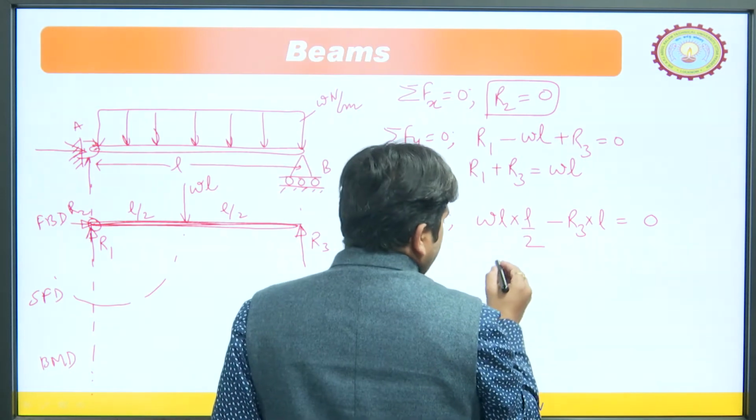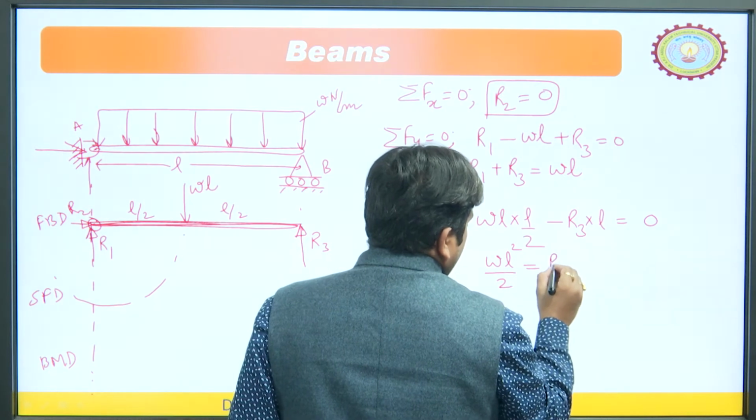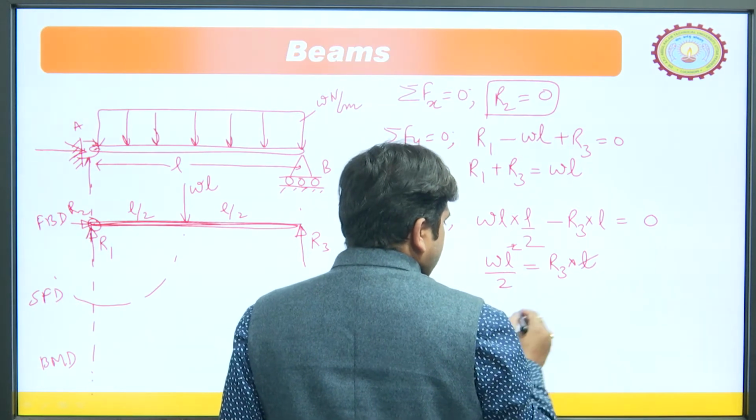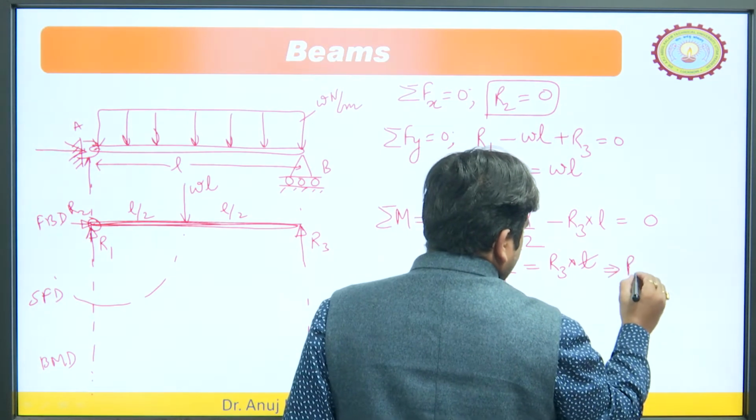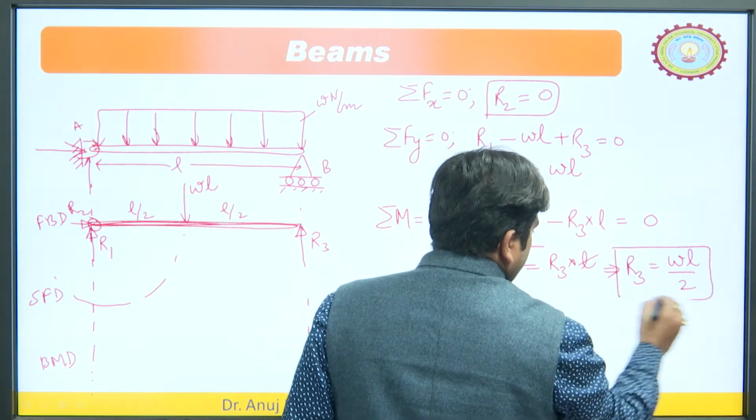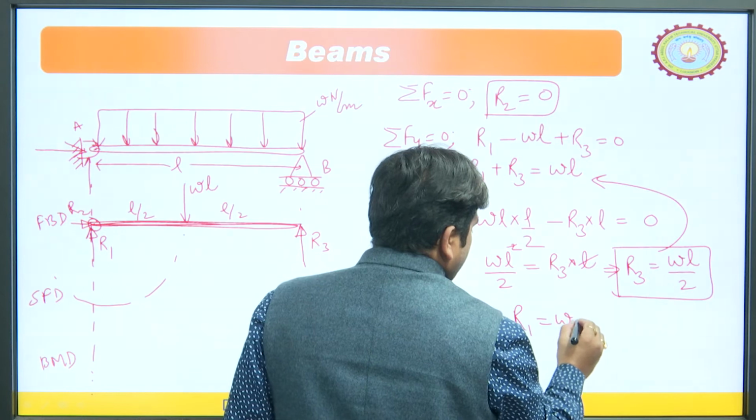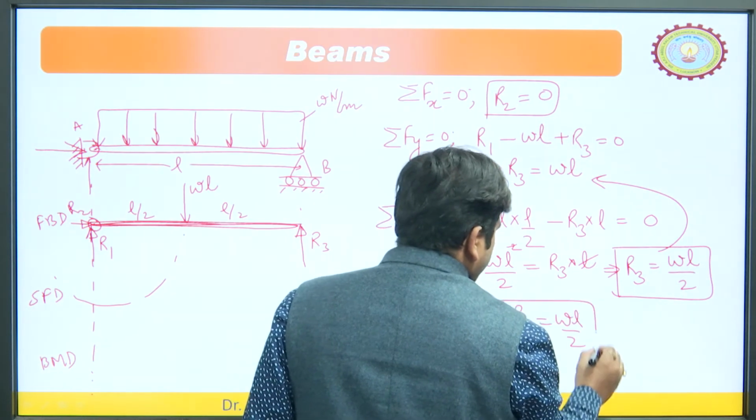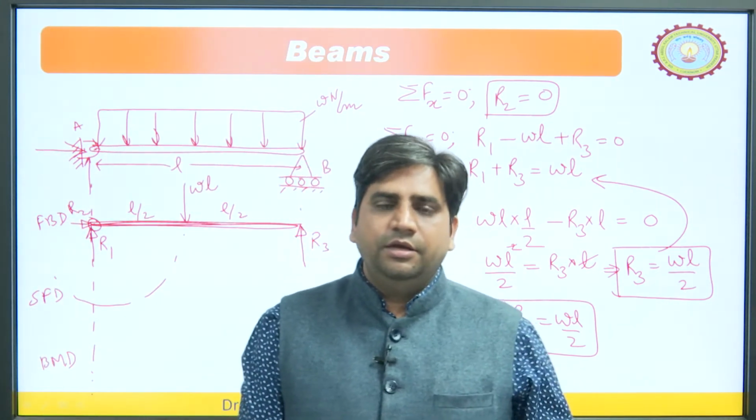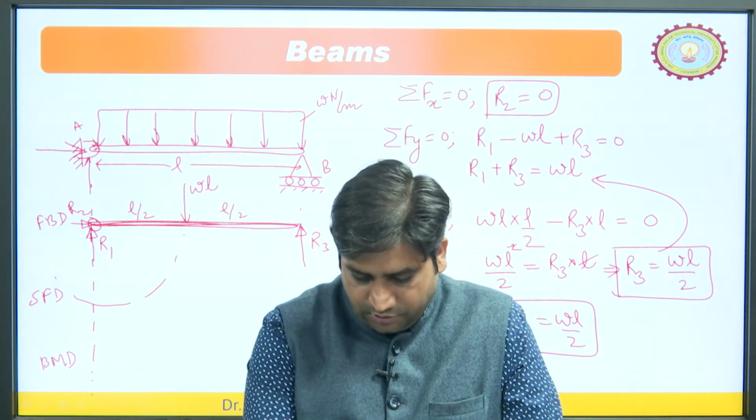If you see here, W L square by 2 is equal to R 3 into L. This L will cancel out this square. So, R 3 is equal to W L by 2. Put this value in this expression, you will get R 1 is equal to W L by 2. So, I am going towards the tougher problems, so I have taken this simple problem. Now, again we will take each and every case, then we will combine all these cases to form a typical complicated problem.